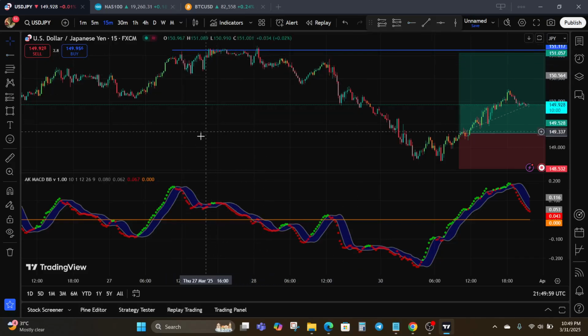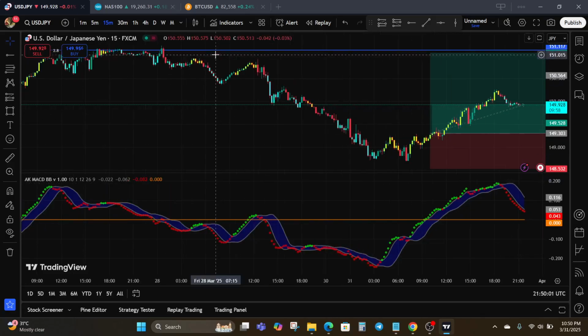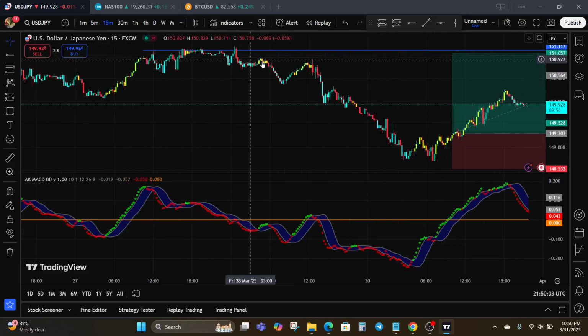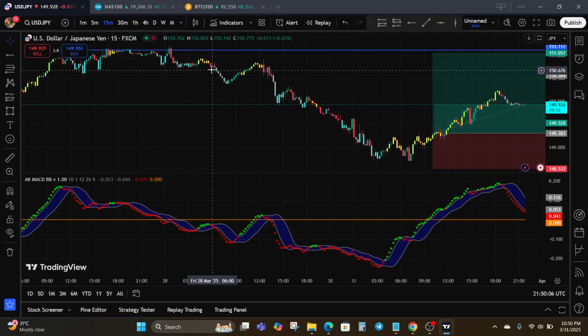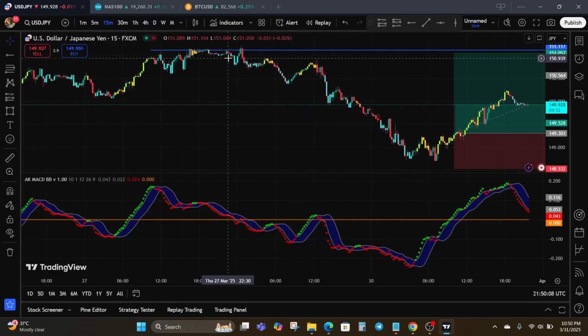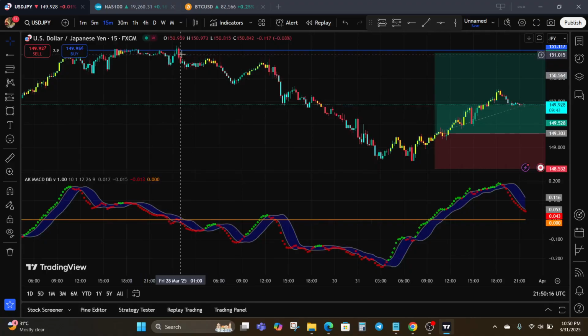You watch out for the red dots and you watch out for the color of the candlesticks to change to sky blue. All right. Once it changes to sky blue, and ensure that the red dots are still prevailing, you can go ahead to look for a good sell opportunity.